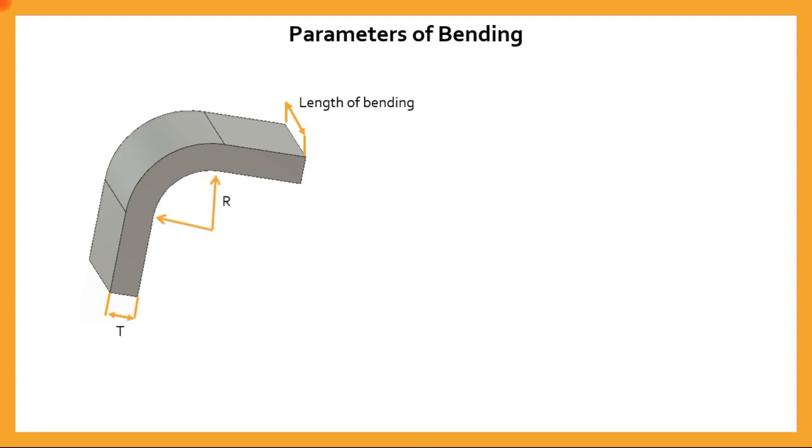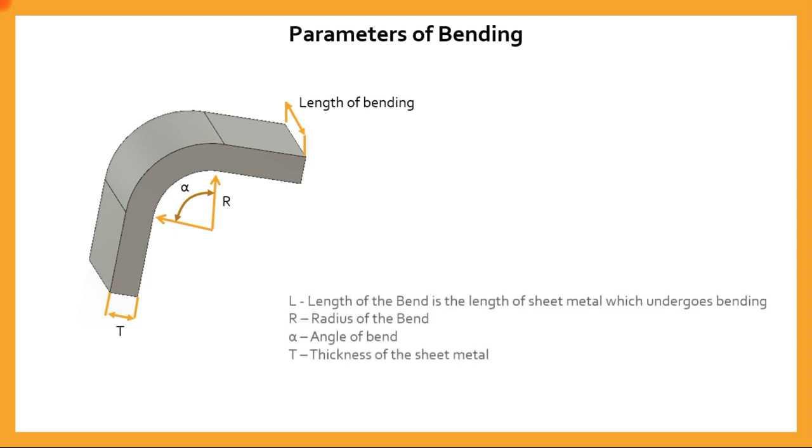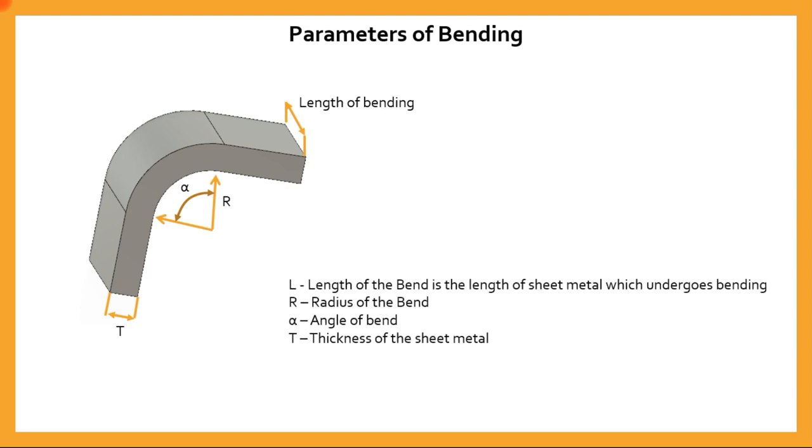R signifies the inner radius of the bend. So that is the bend radius. And alpha signifies the angle of bend. How much of an angle has the sheet metal been bent with respect to the base reference. So these four are the major parameters of bending. That is the length of bend, the thickness of the sheet metal, the angle of bend and the radius of bend.